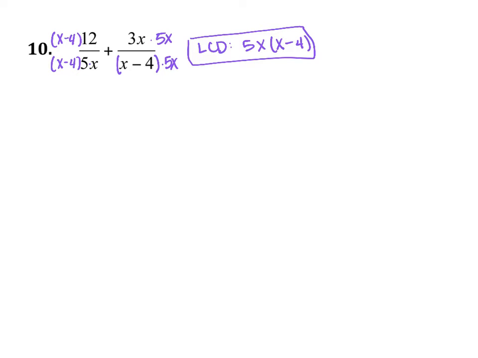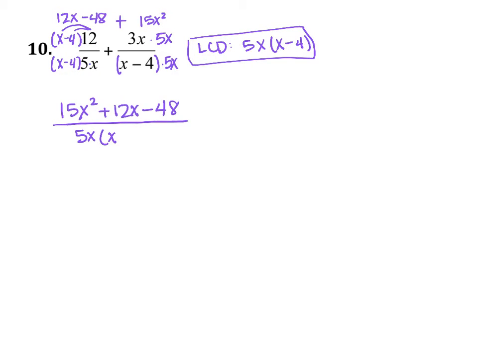Right? So then, if I multiply those things together, if I distribute my 12, I get 12x minus 48 for my first fraction, and 3x times 5x is 15x squared. And there was a plus in between. So if I write that in standard form, that means I have 15x squared plus 12x minus 48 all over my common denominator, which was 5x times x minus 4.